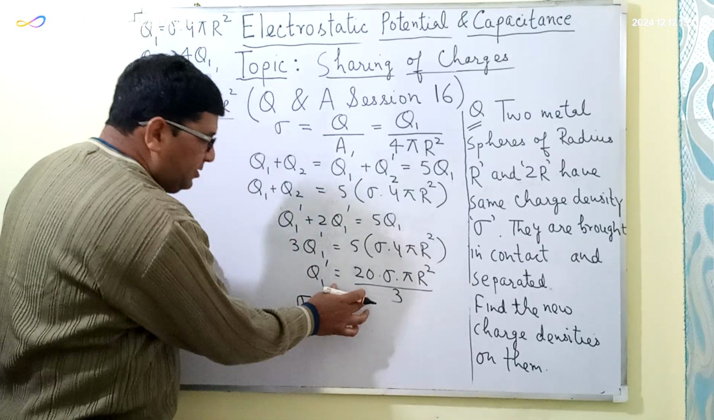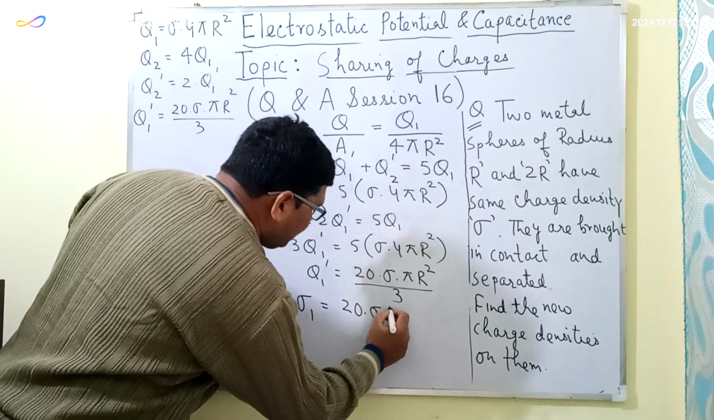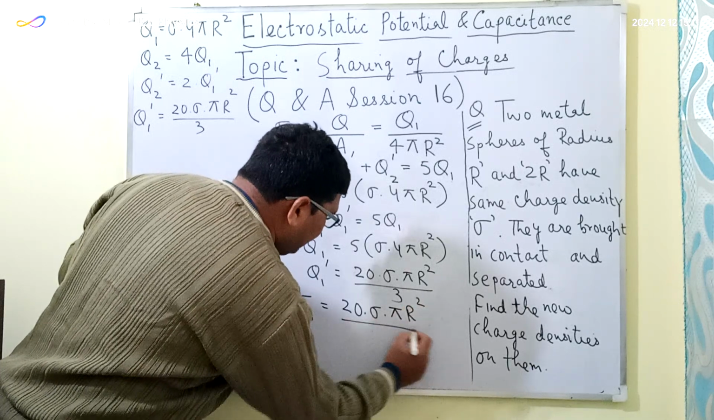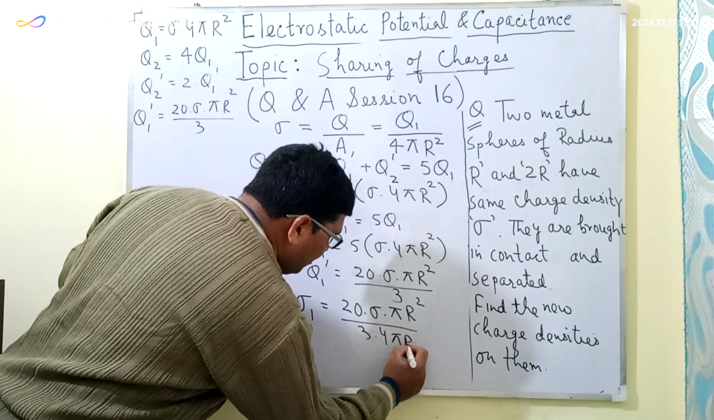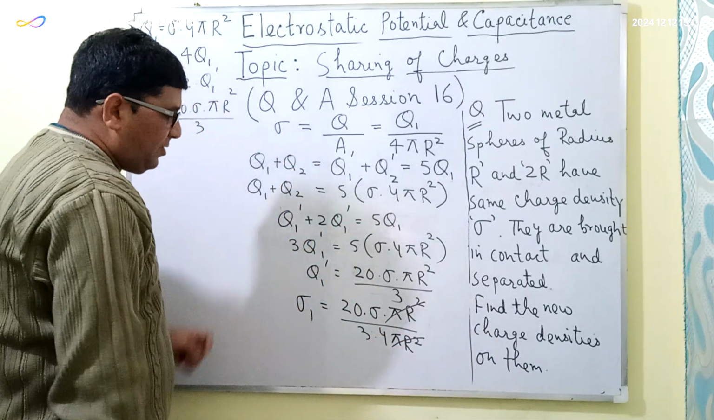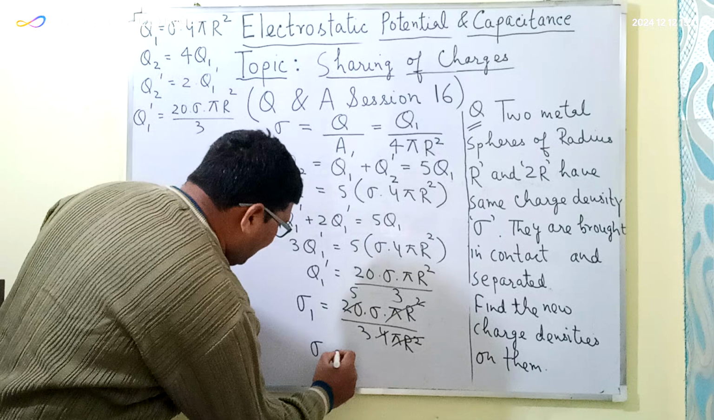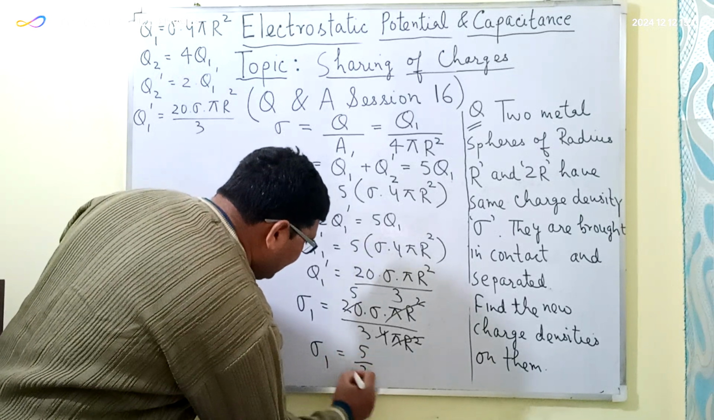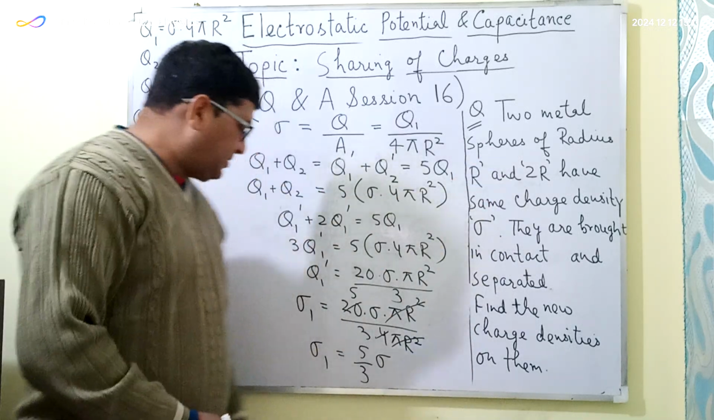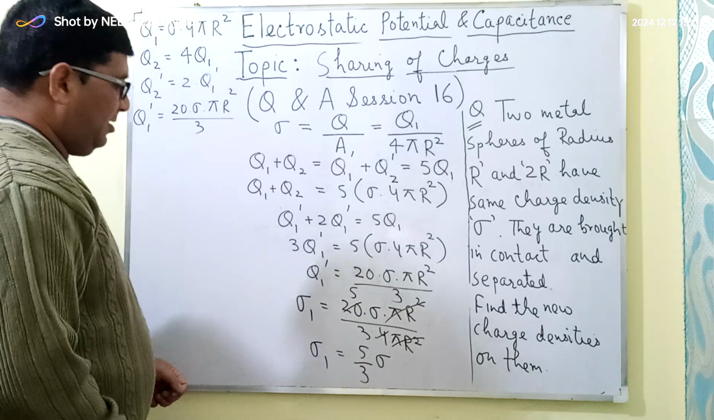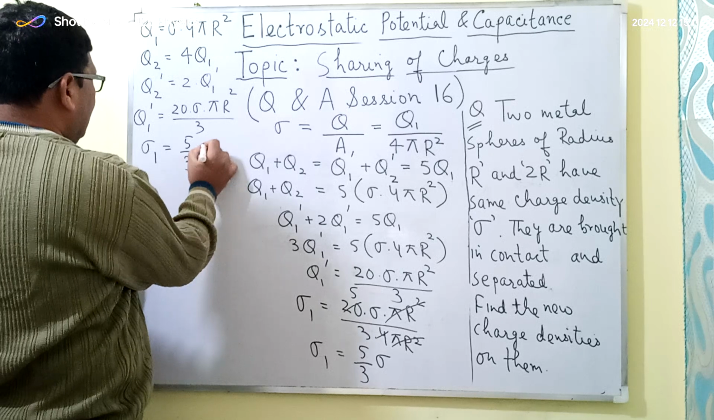This will be equal to the total charge residing on the surface of the sphere divided by the surface area. So this will be equal to 20 into sigma into pi r square divided by 3, divided by the surface area of this sphere, which is equal to 4 pi r square. So here this pi r square and pi r square will get cancelled out, and the new surface charge density of the sphere of radius r after both these two spheres are brought in contact with each other and separated will be equal to 5 by 3 sigma. So here I am writing sigma 1 is equal to 5 by 3 sigma.